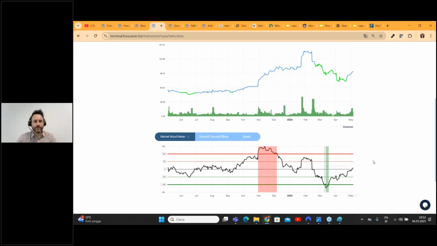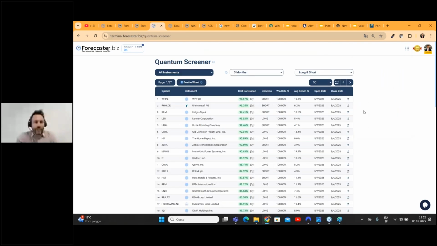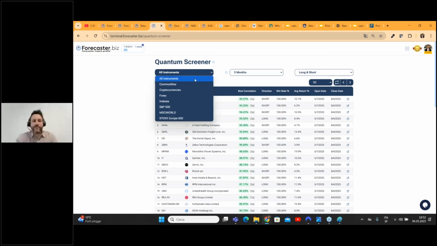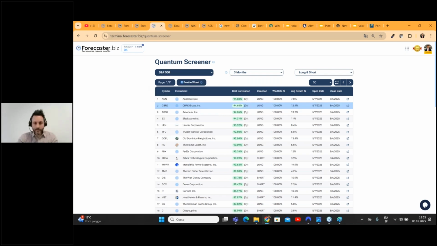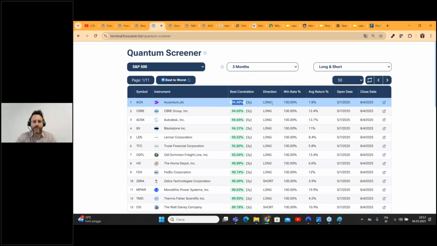This is very interesting. The last tool I would like to show you in order to find opportunities on the market is the Quantum Screener. Of course, today we are talking about shares, so you can definitely go here and search on the S&P 500. This tool is very nice, especially if you are looking for trading opportunities. Very simple. The tool is telling you, for example, that Accenture right now, the price of Accenture has a 94% correlation with the 3-year seasonality.